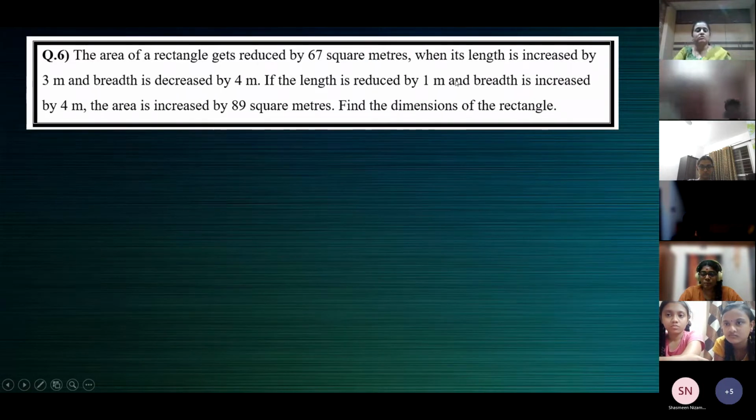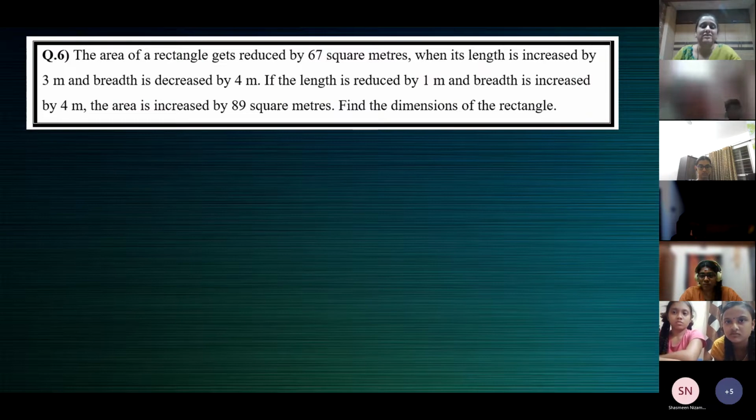All right. So that's different. In the earlier question, the number of students will not increase or decrease when you arrange them in different numbers of rows and columns. This is a rectangle. A rectangle gets reduced.